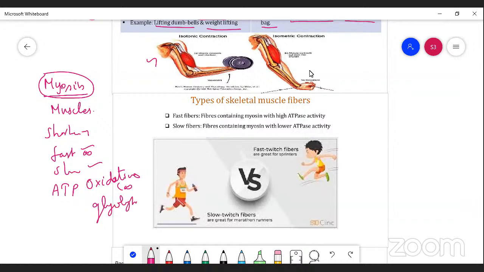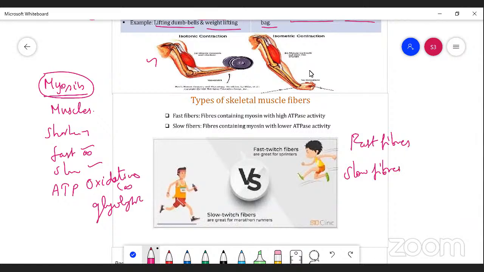That means based on the presence and amount of the myosin, the skeletal muscle fibers are classified into two types. One is the fast fibrous, another one is the slow fibrous. First one is what? Fast fibrous. The second one is the slow fibrous. Do you understand? Based on the presence of the myosin.